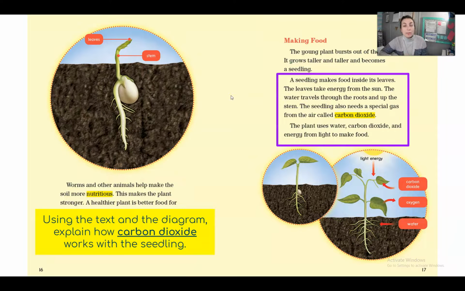And then the last one was showing what they learned from the story. We are focusing on the word carbon dioxide. It says, using the text and the diagram, explain how carbon dioxide works with the seedling. So then they're going back into the text and they're using the diagram and the actual words to explain carbon dioxide.